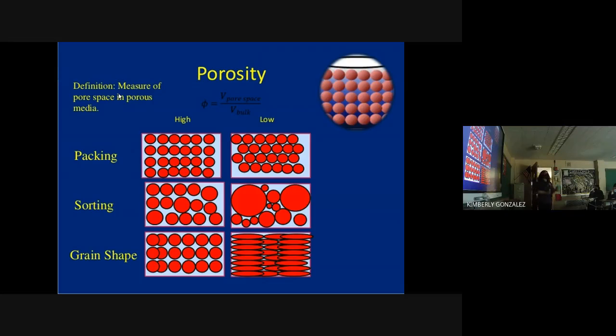So here are the 3 things that we were just talking about. Packing. Are you tightly packed together or are you loosely packed together? If you're loosely packed together, your porosity is going to be high. If you're tightly packed together, notice the size of the pores, the holes in between each of them. The bigger the pores, the higher the porosity.